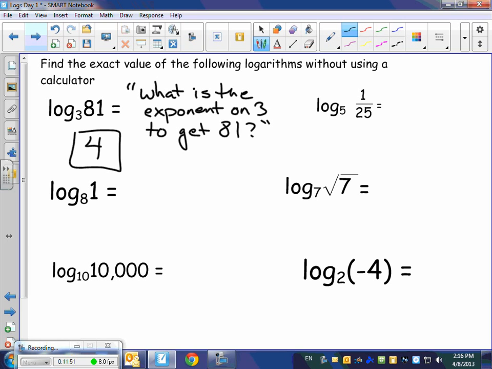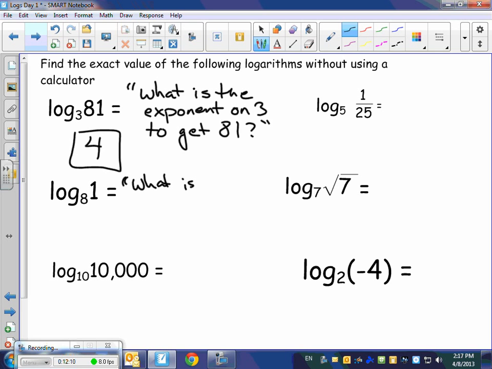Now, 10 minutes ago, 20 minutes ago, you didn't really know what log meant, did you? But could you have answered this question? Probably. Let's do one more. Log base 8 of 1. Write the question and answer the question.